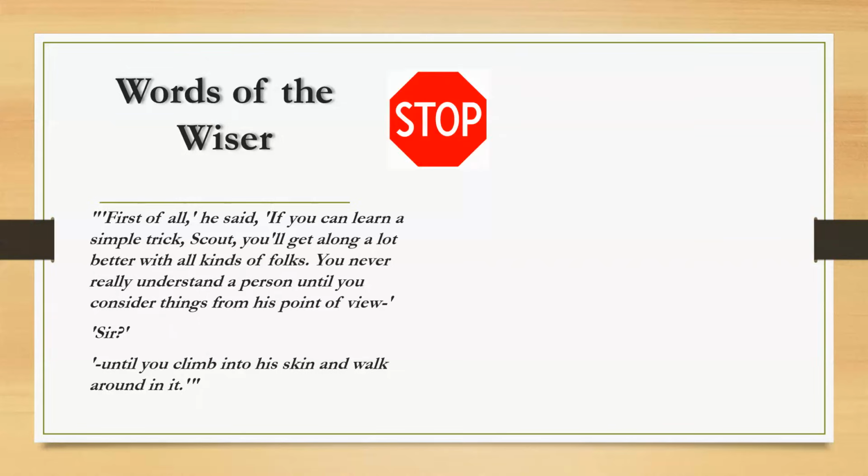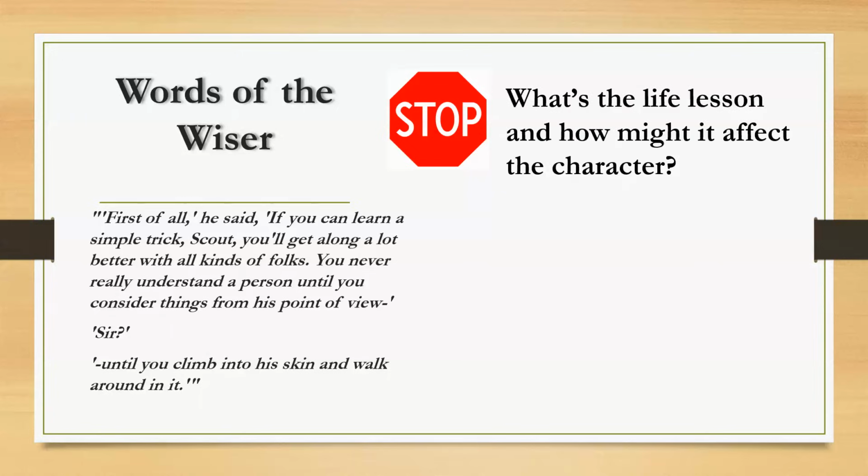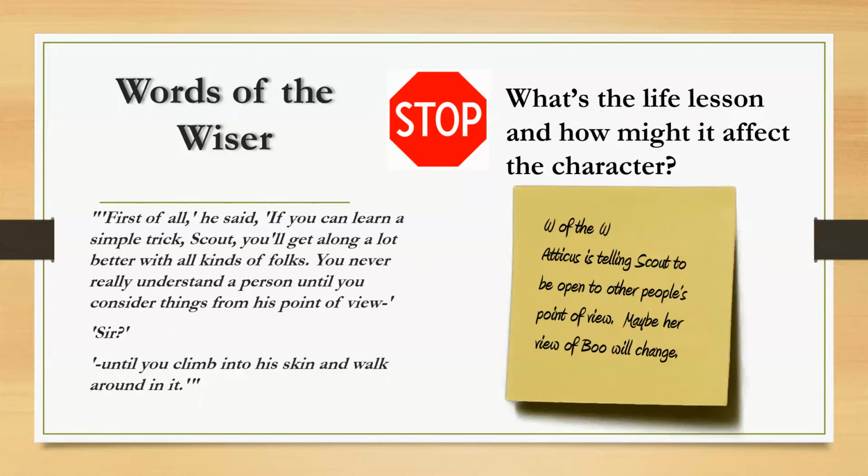So I stop. Seems like a words of the wiser. And I ask myself, what's the life lesson and how might it affect the character? On my post-it note, I indicate that it's words of the wiser, and then I answer that anchor question. Atticus is telling Scout to be open to other people's point of view. Maybe her view of Boo will change.